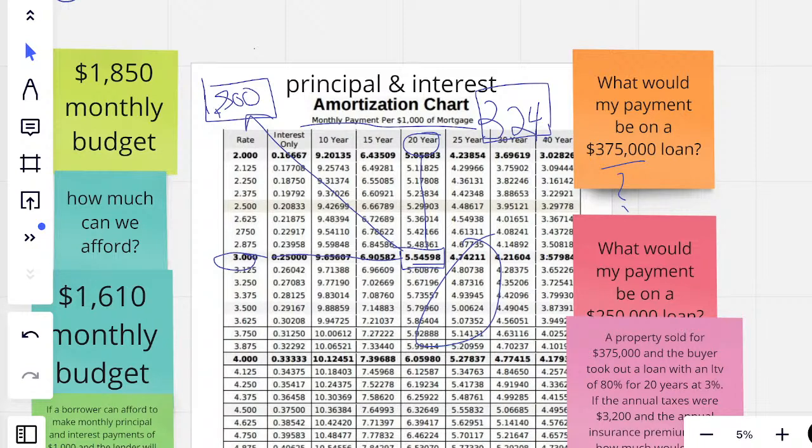So the answer to the question that I was asking, where I said it's an $1,800 monthly budget, 324,000 is the loan amount that they would be approved for in that situation. Okay, 324,000 is the loan amount. So I'll take a couple more questions if there are any, but that's pretty much it for today.